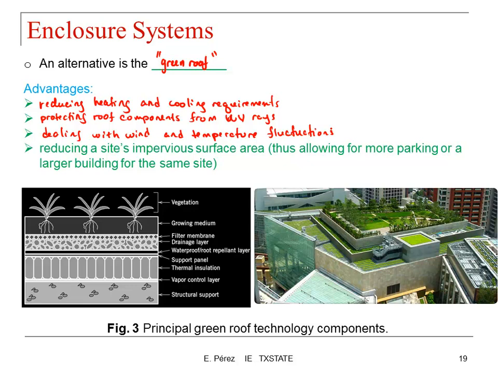And finally, reducing the site's impervious surface area, meaning that when you're designing your facility, you need to have some percentage of your area that is for vegetation. So this will allow you to have more space for other things because you are already providing that area in your roof.